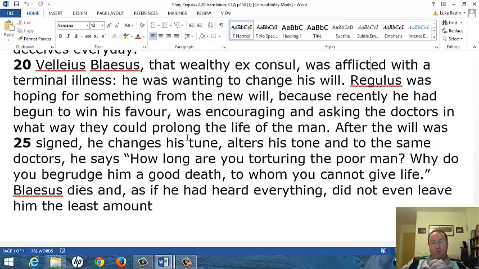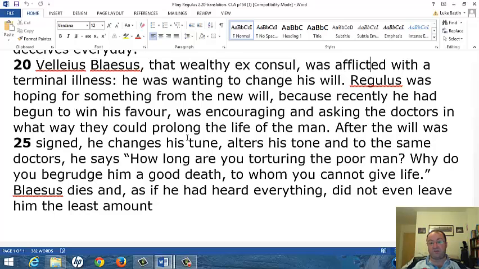Regulus was hoping for something from his new will because recently he had begun to win his favour. And he was encouraging and asking the doctors in what way they could prolong the life of the man. So in other words, the life of Velleius Blaisus. After the will was signed, this is Regulus, he changes his tune. He alters his tone. And to the same doctors, he says, "How long are you torturing the poor man? Why do you begrudge him a good death to whom you cannot give life?" Blaisus dies and, as if he had heard everything, did not even leave him, so again Regulus, the least amount.